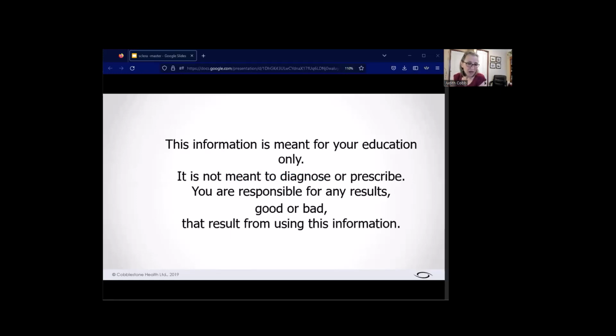As we do this, I want to remind you that this is for your education only. We never use iridology to diagnose or prescribe. That's probably one of the first things that I have to correct with every student coming in, is they think that we can look in the eyes and name diseases, and we cannot do that, and we do not do that. You are responsible for any results, good or bad, that come from using the information I share with you today.